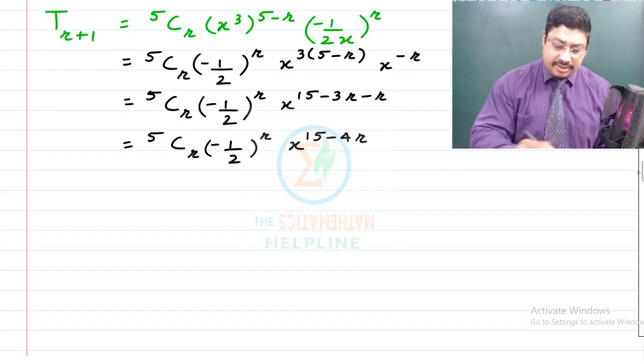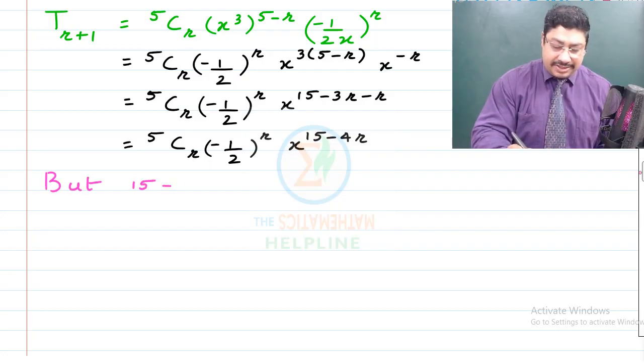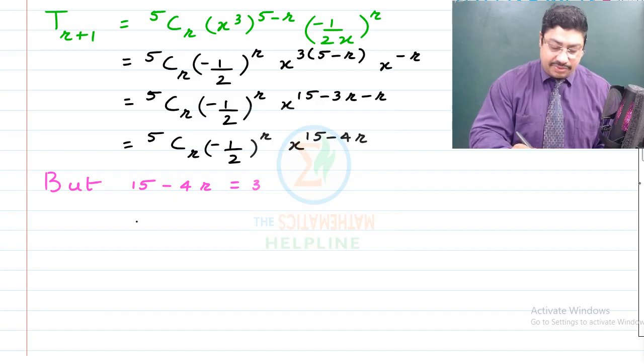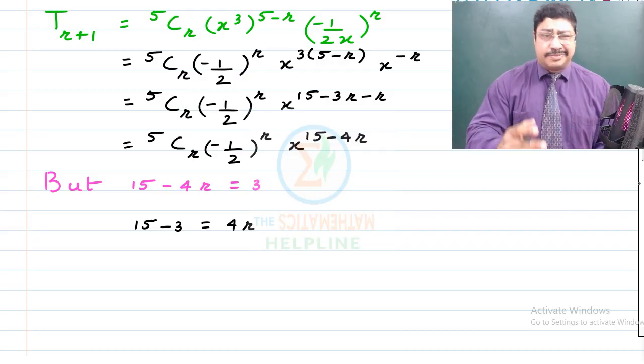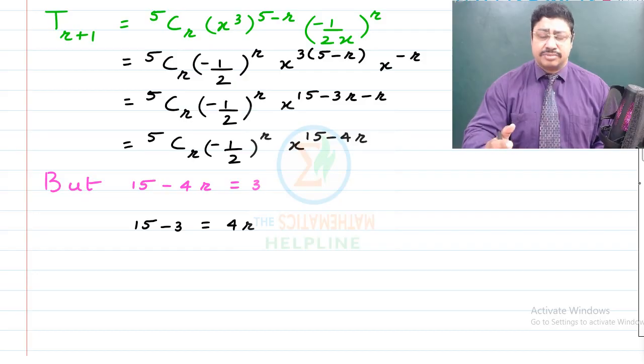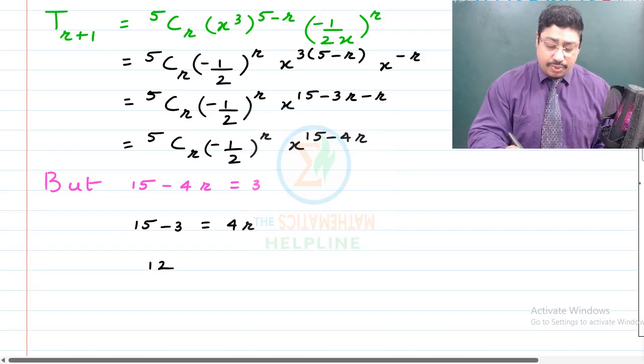So you will say here, 15 minus 4r is to be equal to 3. Now further we will solve this. So as such, we will now have 15 minus 3, which will become equal to 4r, just by transposing the terms to the correct sides, the terms with r on one side and the terms with the constants on the other. So 15 minus 3 is going to be given by 12, right? And that is going to be equal to 4r.